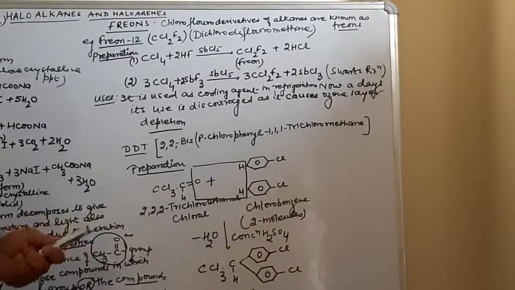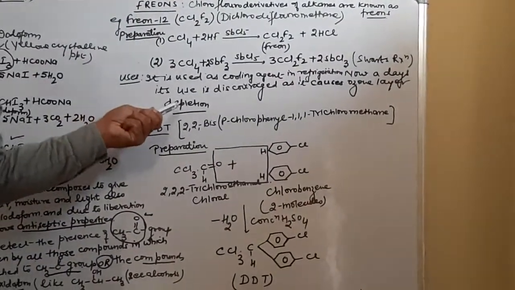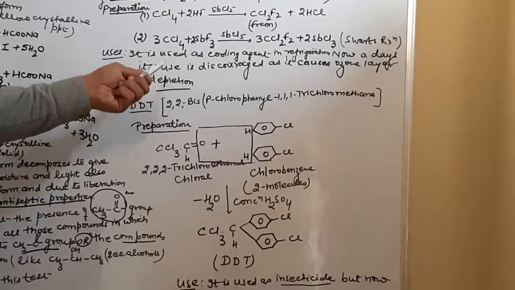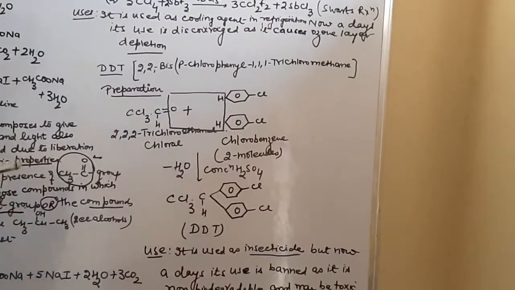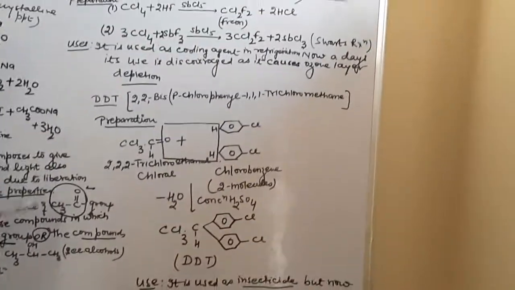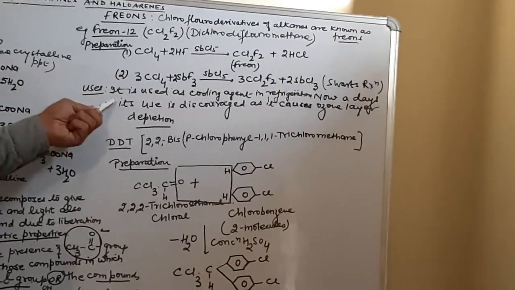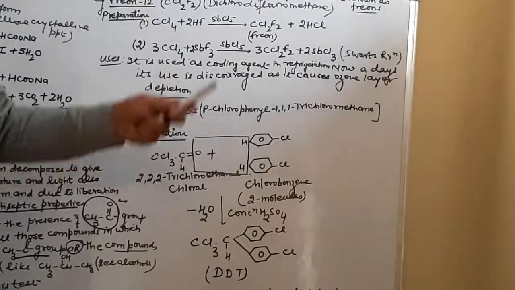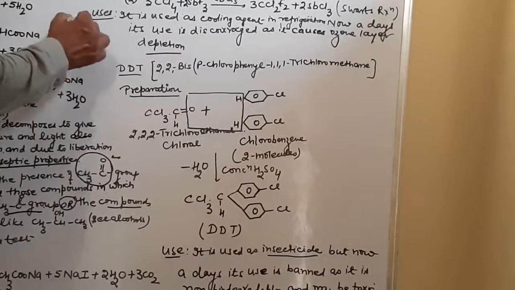Freon, as we all know, it is used as a cooling agent in refrigerators and in air conditioners. However, its use is banned these days or discouraged these days because of the ozone layer depletion. So nowadays the refrigerators that we get from the market are chlorofluorocarbon free. So the reason being that it causes the depletion of the ozone layer. Very simple 1 mark question.